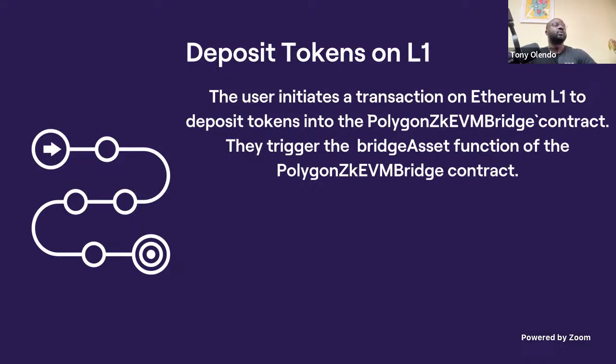Because what you're essentially doing, the place for you to fundamentally start, unless you magically had testnet ETH, is that you're going to look for ETH, or some kind of ERC20, to be able to transact on any L2. That's your first step, right? Otherwise, you won't be able to pay for gas. So it basically triggers the bridge asset function of the Polygon zkEVM contract.